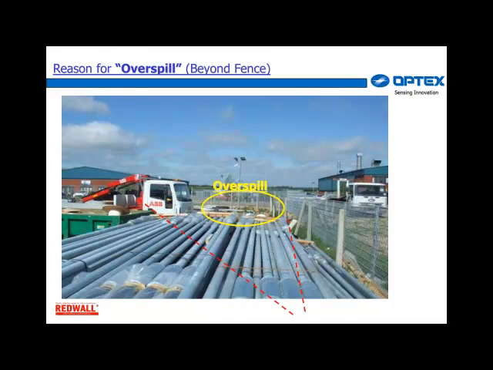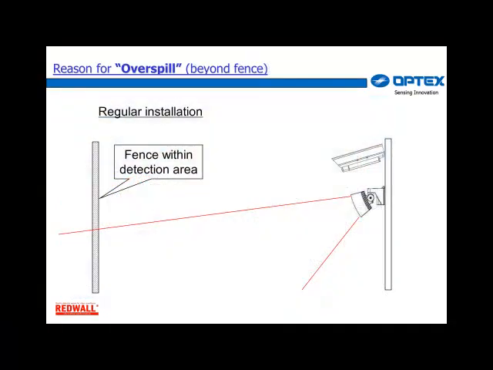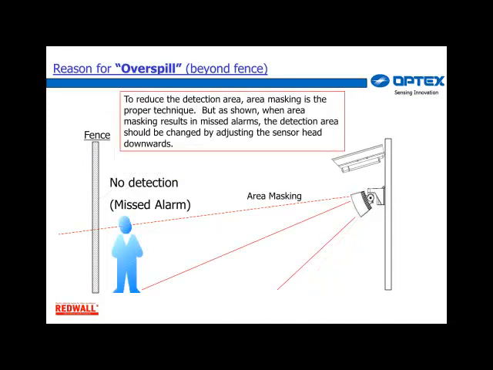Here's another example of overspill. So again, you should either adjust the angle of the device or use far zone masking. Or again, turn off far zone, providing you don't need it. So here's some more ideas on overspill. To reduce the detection area, area masking is the proper technique.